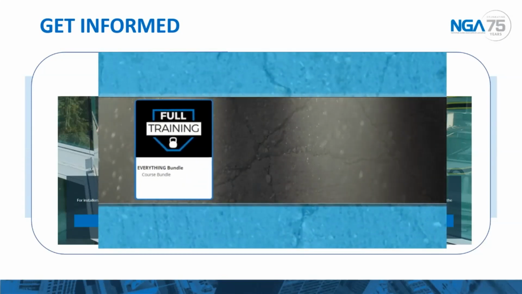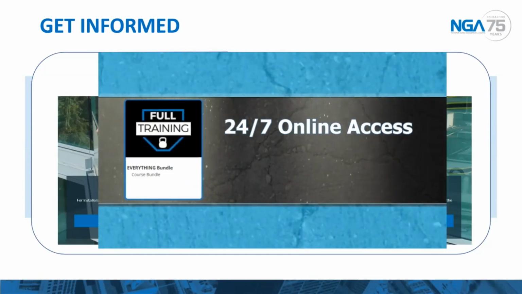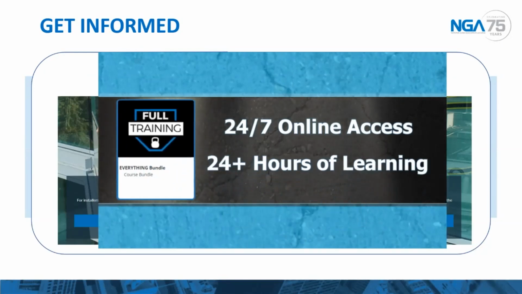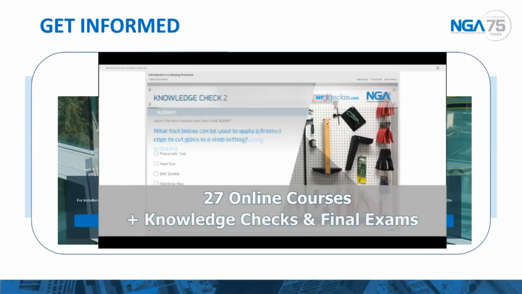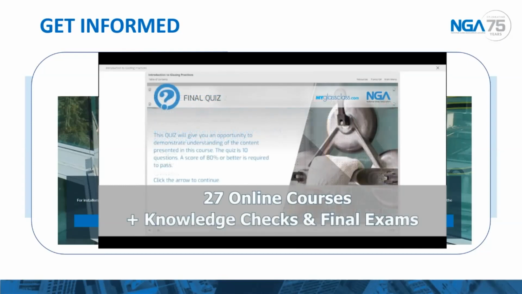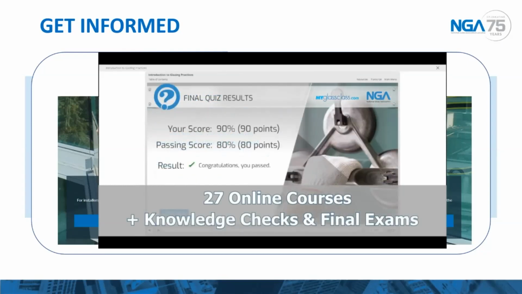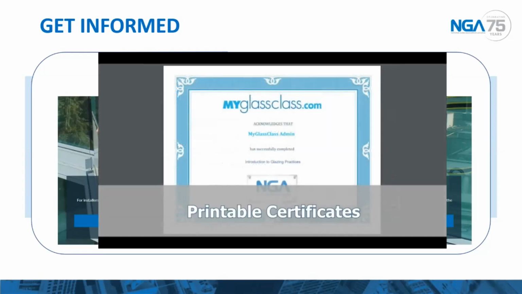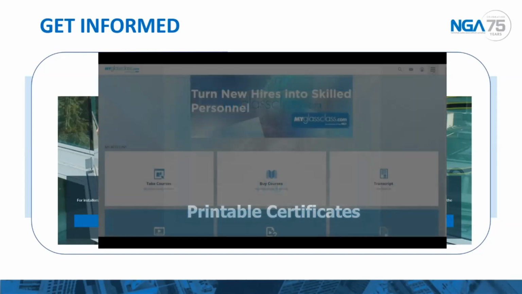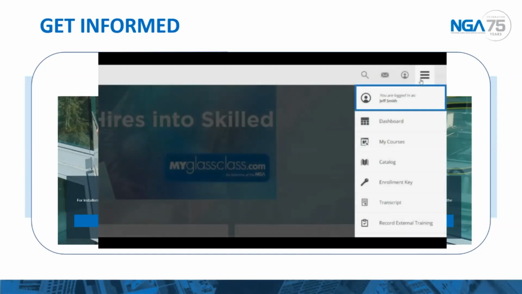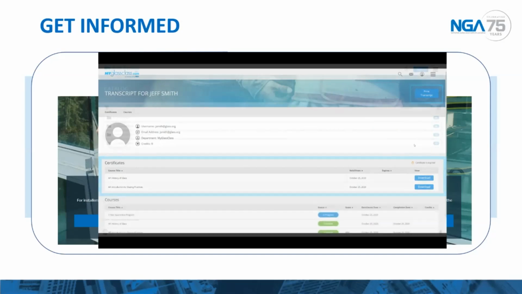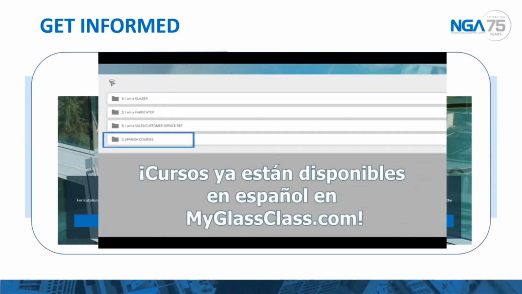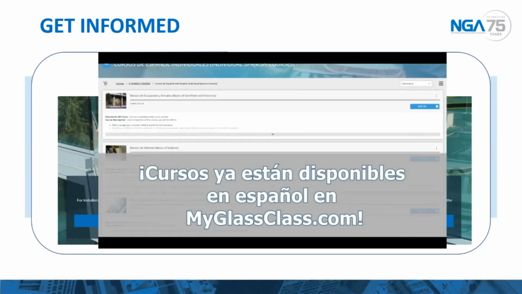MyGlassClass.com's online training is accessible anytime and anywhere and offers more than 24 hours of learning, including 27 online courses, with each containing knowledge checks throughout the material and a final exam that must be passed at 80% or higher. A printable completion certificate issued for each course successfully passed. Individual learner accounts that house each student's printable transcript and a record of certificates received. And MyGlassClass.com courses are now also available in Spanish.